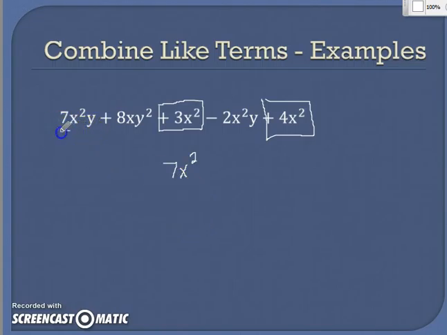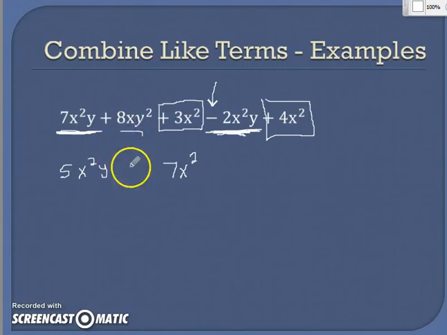And then 7x squared y matches with a minus 2x squared y. Notice it's subtracted here. Treat that like a -2, or 7 minus 2. Don't just look at the number. Always look in front. This one is subtracted. So 7 minus 2 would be 5x squared y.